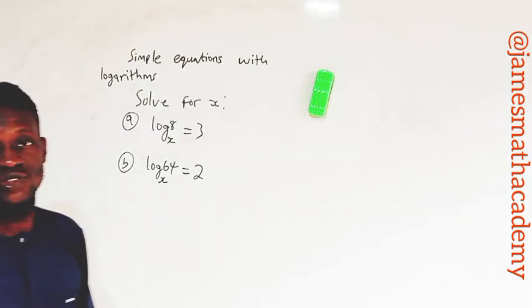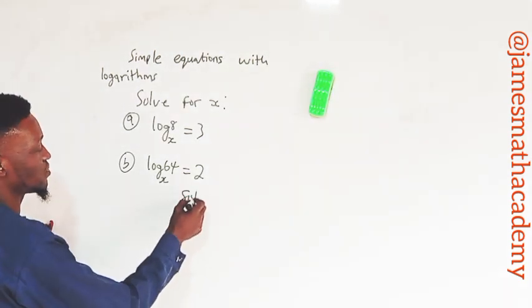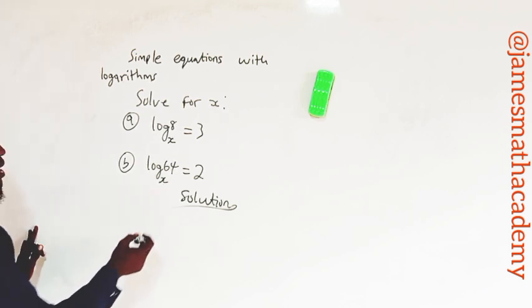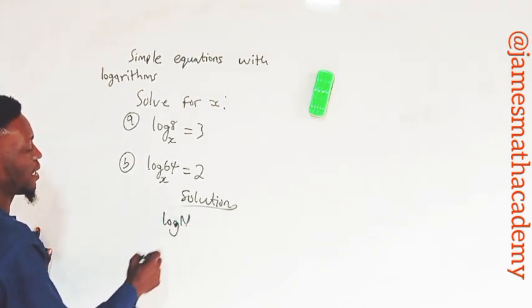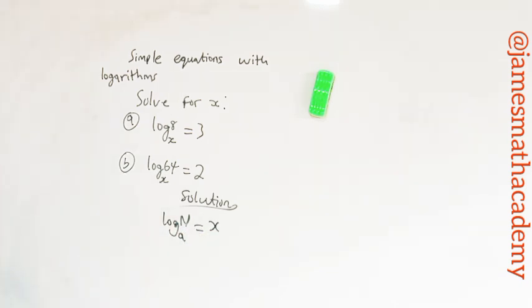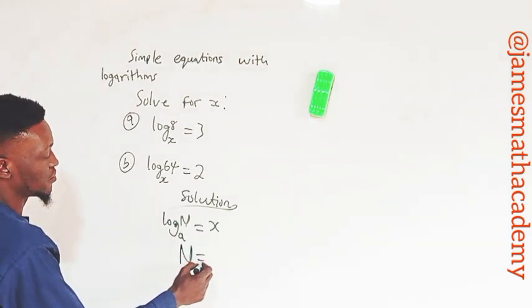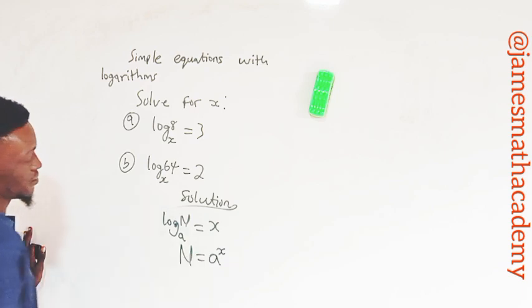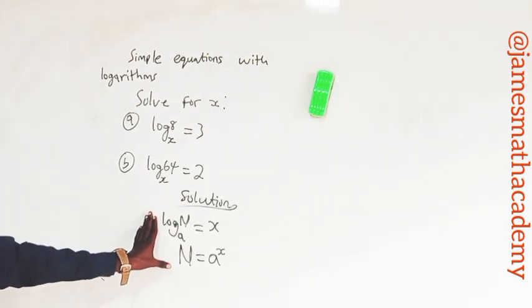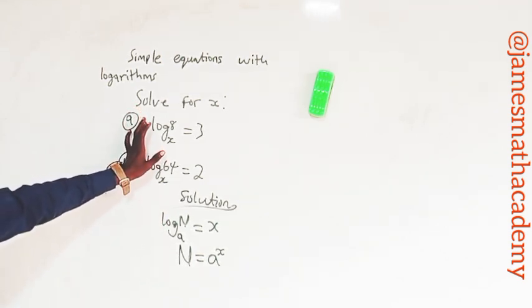It is known that for a logarithm equation of this form, first of all, let me say solution, because we are solving it. Whenever we are given a logarithm of this form, let me say log n base a is equal to x, it's essentially the same thing as writing n equals a raised to power x. This is the rule for our logarithm equation. Having understood this, we're going to use this particular rule to answer the two questions.